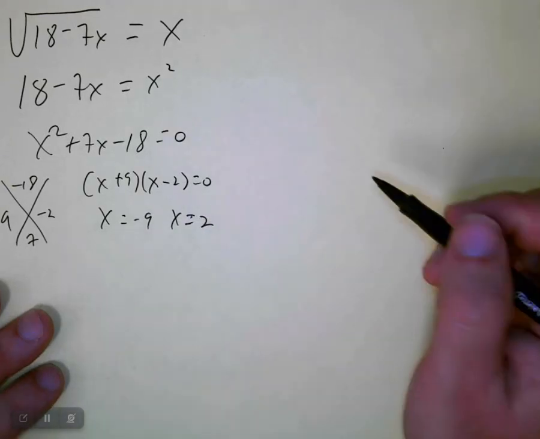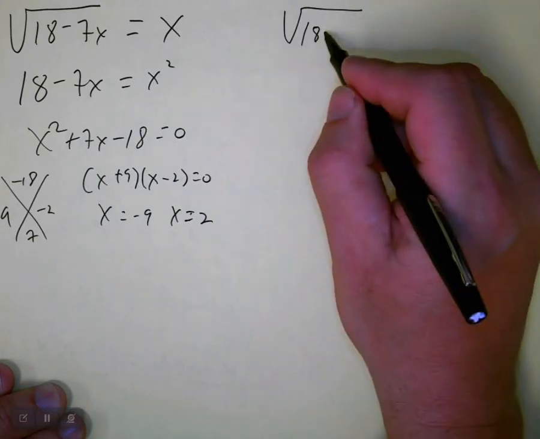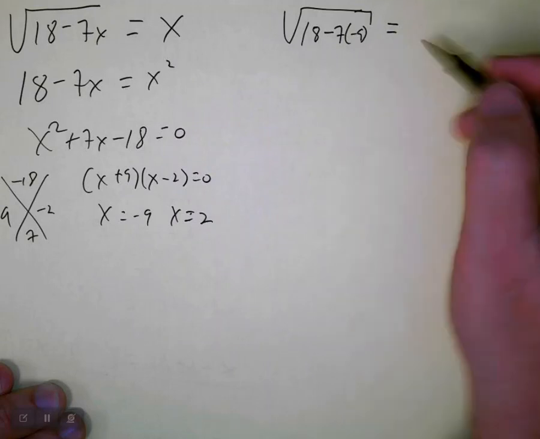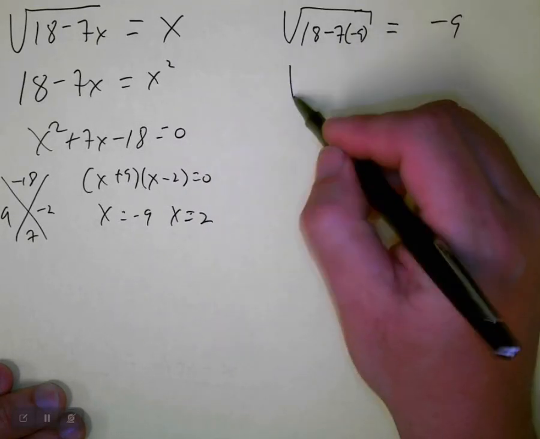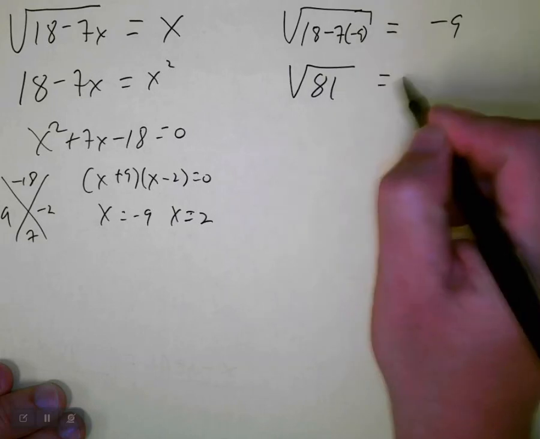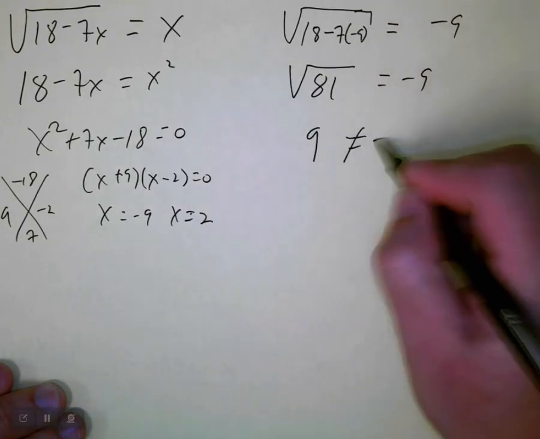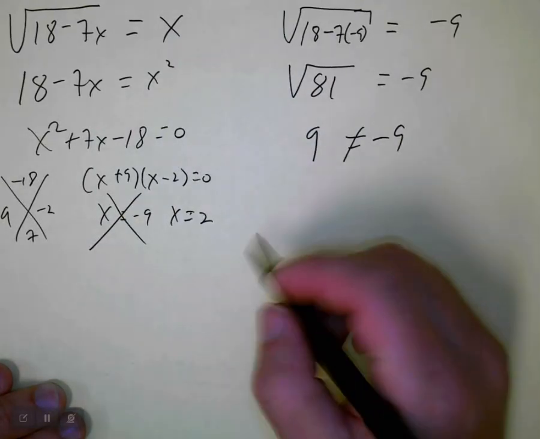But you got to go back and plug these in. So if we plug it in, you got 18 minus 7 times negative 9. Is that equal to negative 9? So when you do this math, this gets the square root of 81, and the square root of 81 is 9. And 9 is not equal to negative 9. That's an extraneous solution.